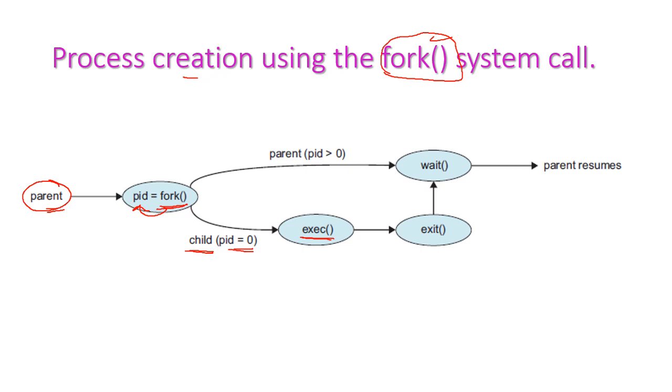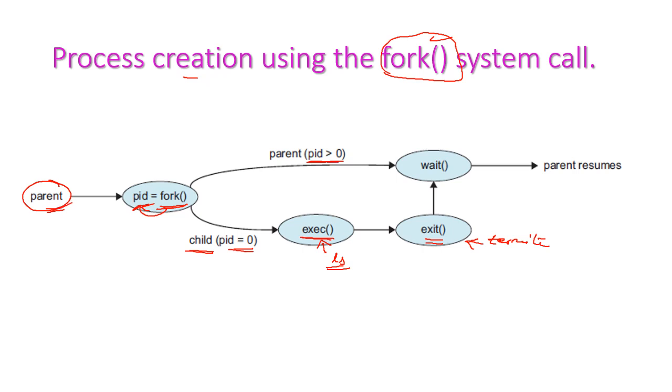So exec: we are going to assign some other task to the child process, right? Execute some command, for example the ls command. Once the command has been executed, we have to exit this child process. So exit will terminate the child process, right? Then if the PID is greater than 0, that will be the parent process.